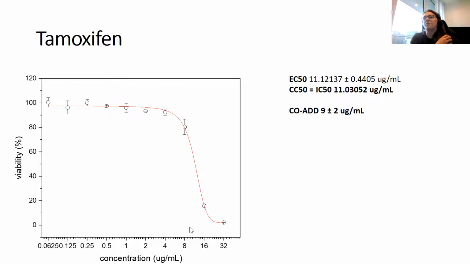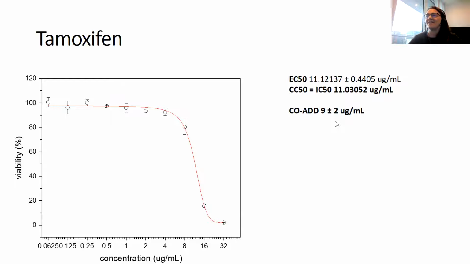So this was my first go-to, just to make sure that what we are doing is in line with what was done before. Otherwise, we wouldn't be building on each other's work. You can see EC50 is 11.12 microgram per milliliter. CC50 is also similar, and as I said before, typically IC50 is higher than EC50, but this is within the standard deviation, so that's fine. The value quoted by the COADD protocol is 9 plus minus 2 microgram per milliliter, so I think this is good enough.